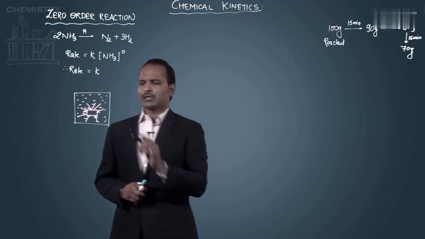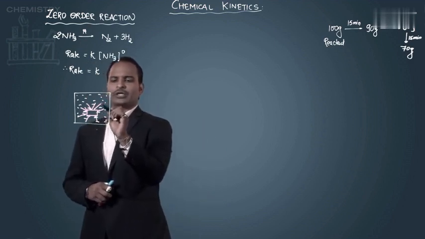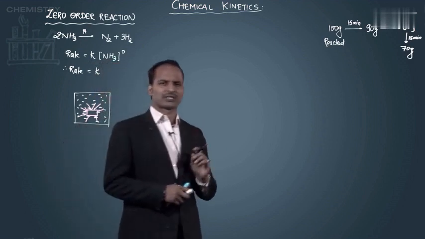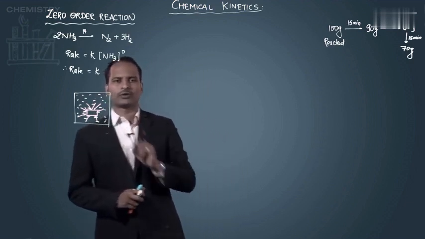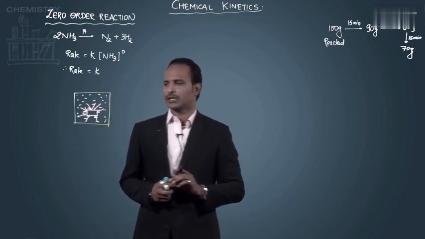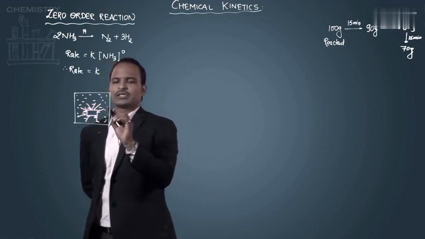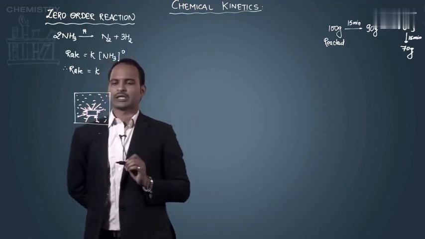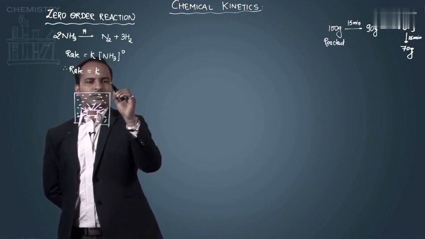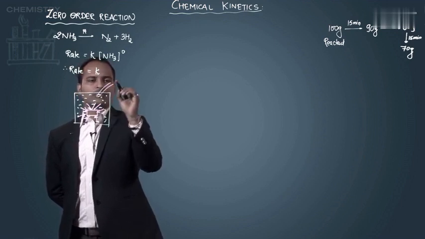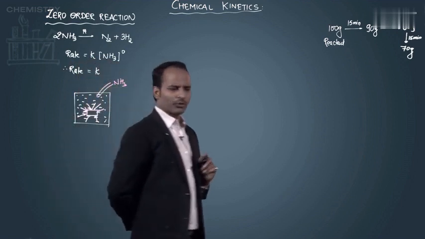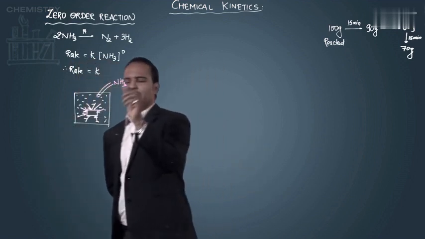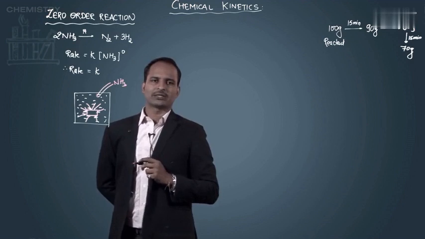At a given time, the number of ammonia molecules getting adsorbed on the surface is very small compared to the total number of ammonia molecules present in the container. That means a very small fraction of ammonia is getting adsorbed. Now suppose I am adding a small amount of more ammonia. What do you think? Is it going to increase the rate of reaction? Simply, the answer is no.